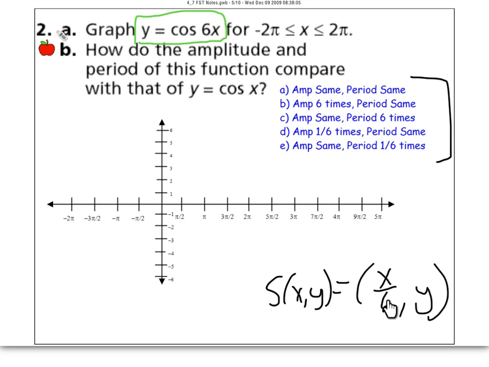So what I need to do is think about amplitude and period. Let me sketch the cosine for you really quick. It goes from 0 to 2 pi, and it looks like a C shape.